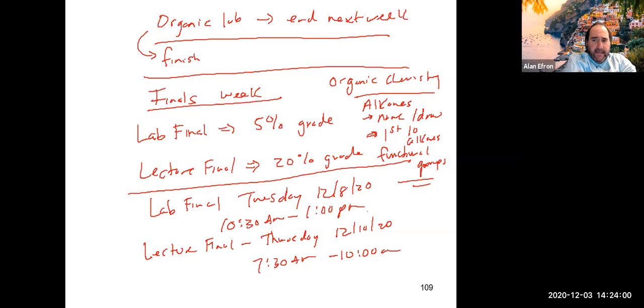Anything that you were responsible to know on other exams, like formulas and stuff like that, you're still responsible to know. And again, just so we're clear, it is a closed notes, closed book exam. There shouldn't be any notes out or anything like that while you're taking the exams, for both the lab final and the lecture final. So everything is closed notes.